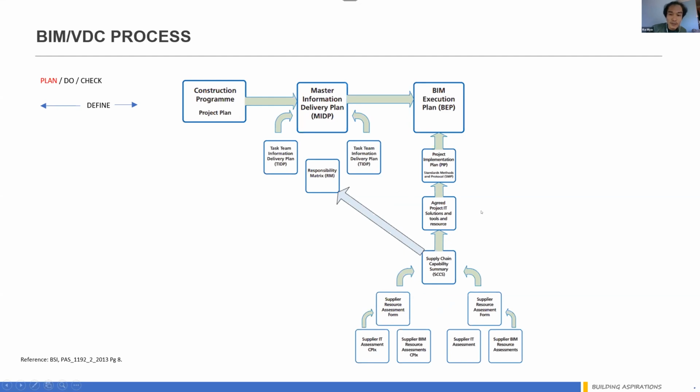Then we need to negotiate with them. Okay, can you come to our platform? We need to agree on the project IT solution. So for us, we're using BIM 360 as a platform. We negotiate. We are trying to bring in our subcontractors to use BIM 360 Design or whatever platform. So this is one way for the supply chain, and then we need to agree on everything, and then we can come up with the project implementation plan.